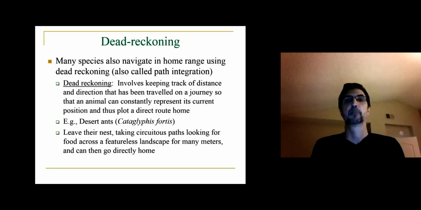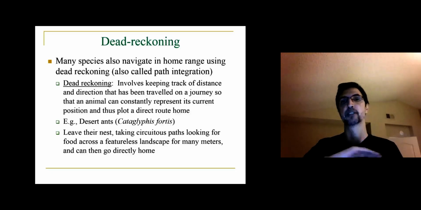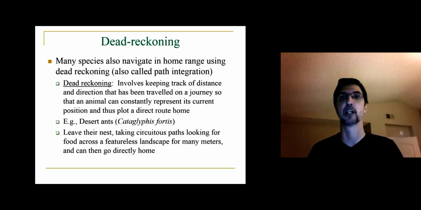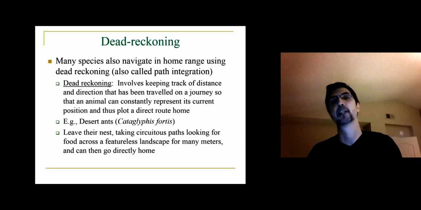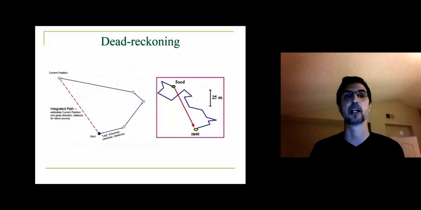And this is something that's been observed, for example, in desert ants. Very important for desert ants because the desert landscape, as you can imagine, is very uniform and flat and hard to see where things are, where your nest is. So when these desert ants go looking for food, they'll leave their nest, they'll travel a circuitous path, and then they'll go directly home. This is a miracle of navigation that they don't get lost.